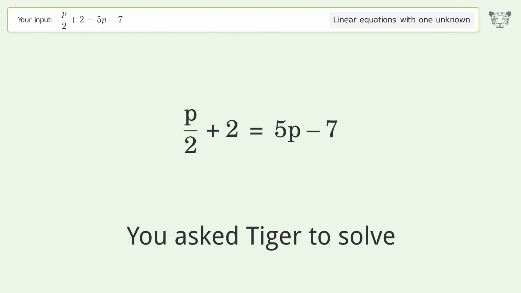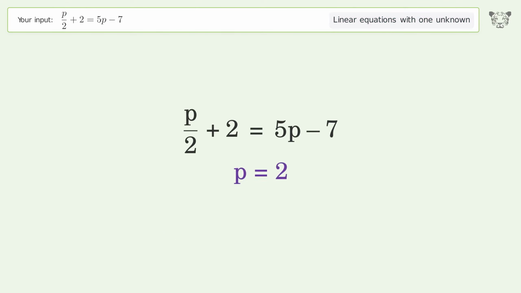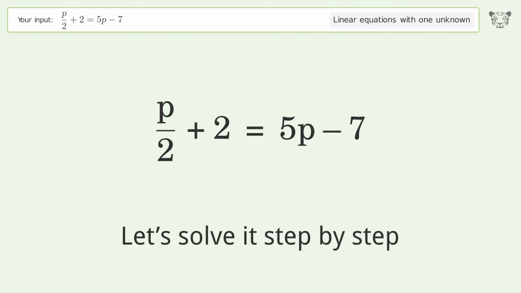You ask Tiger to solve. This deals with linear equations with one unknown. The final result is p equals 2. Let's solve it step by step.